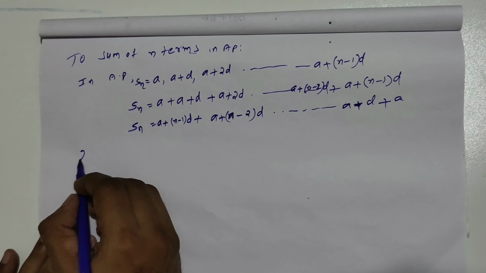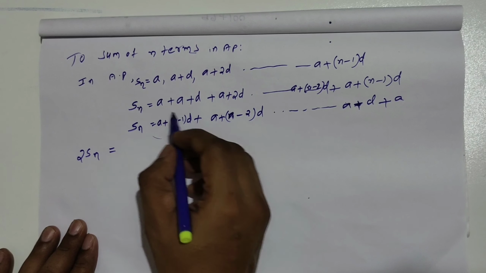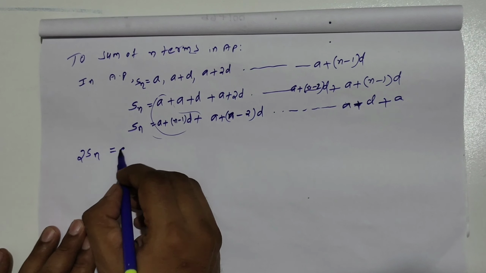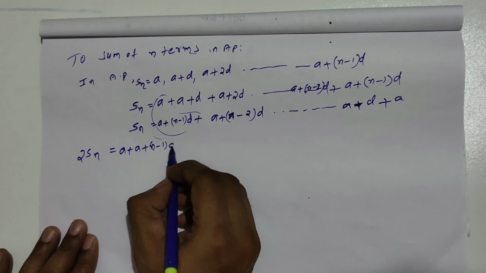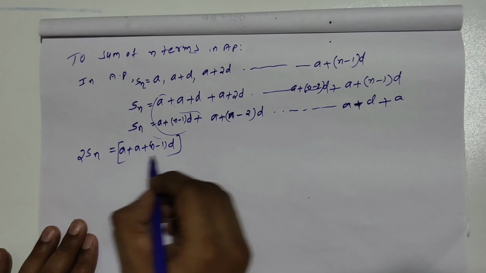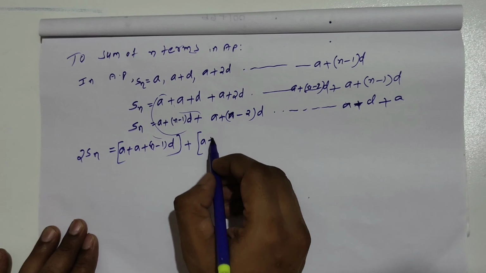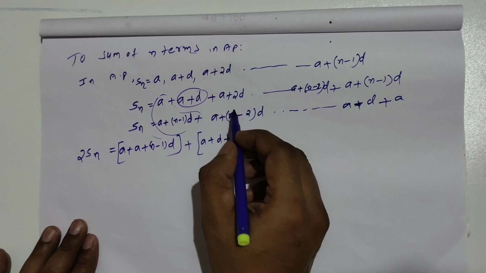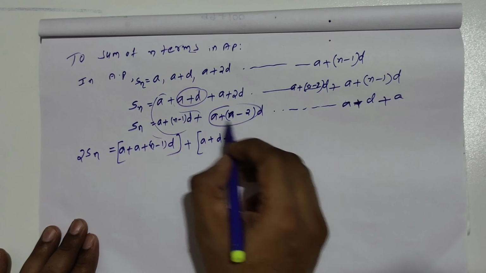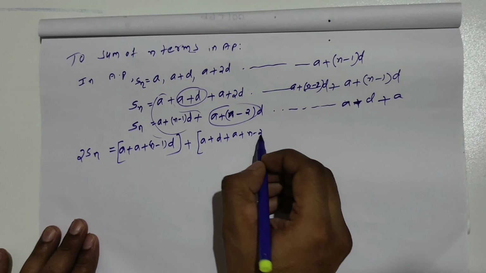Now by adding these two term by term, we get a plus a plus n minus 1 into d, and again a plus d plus a plus n minus 2 into d.